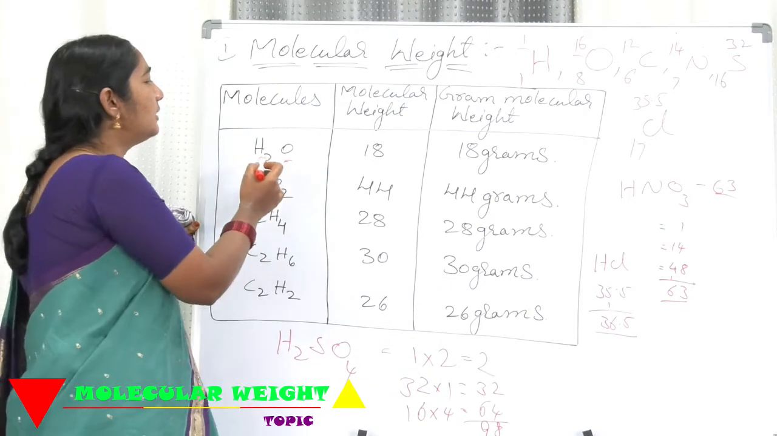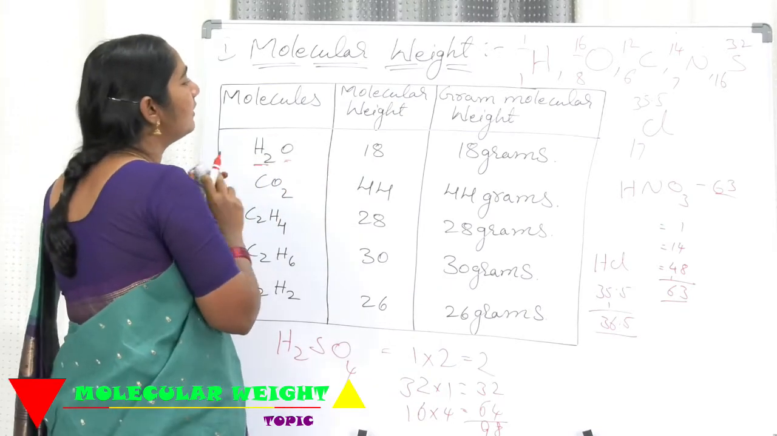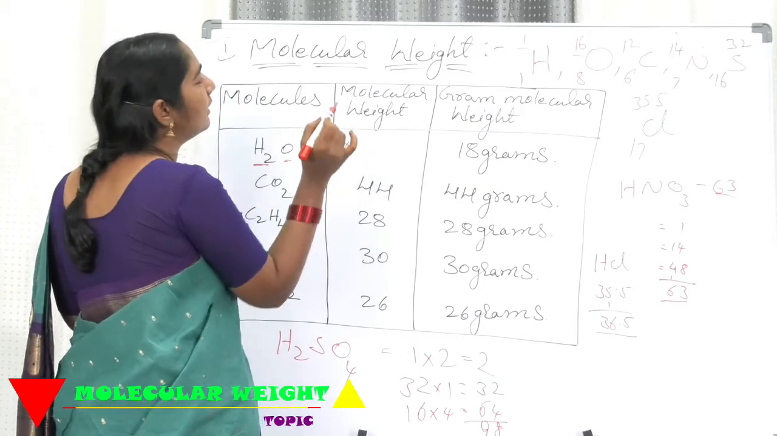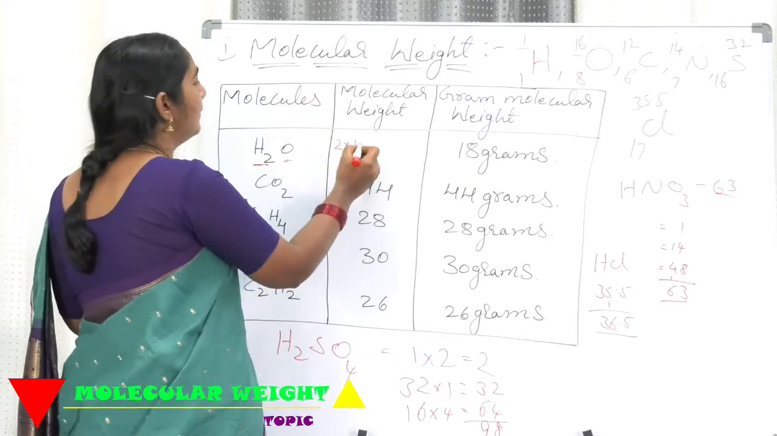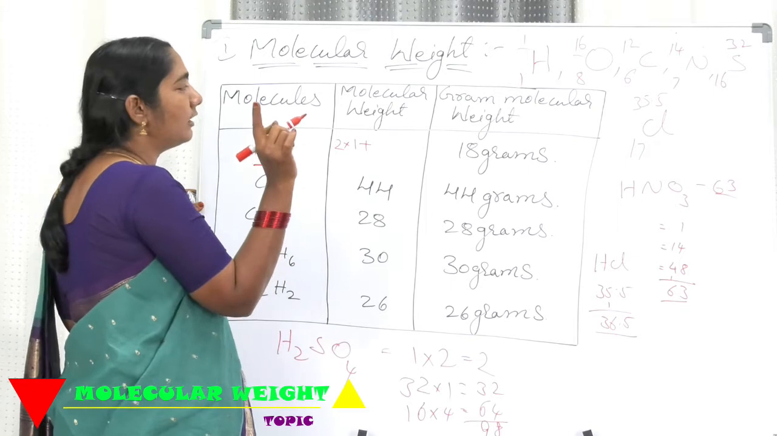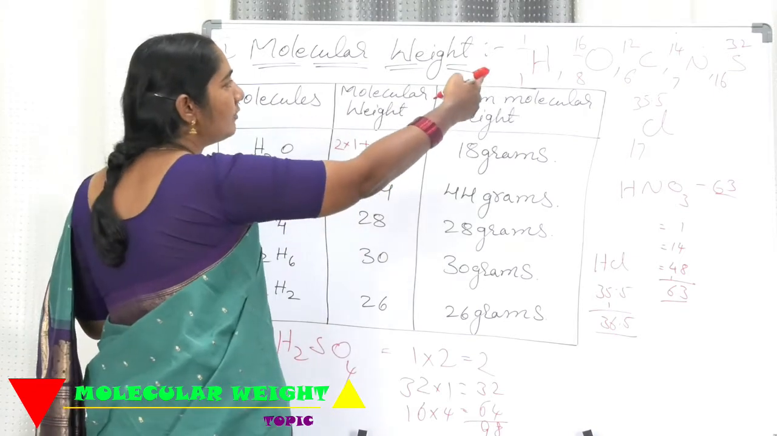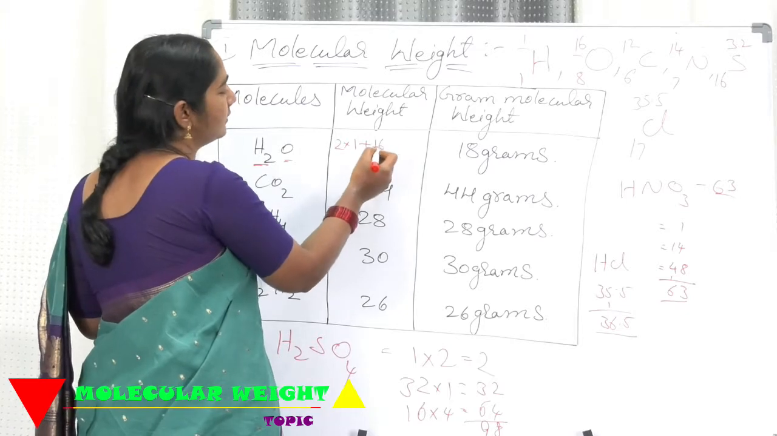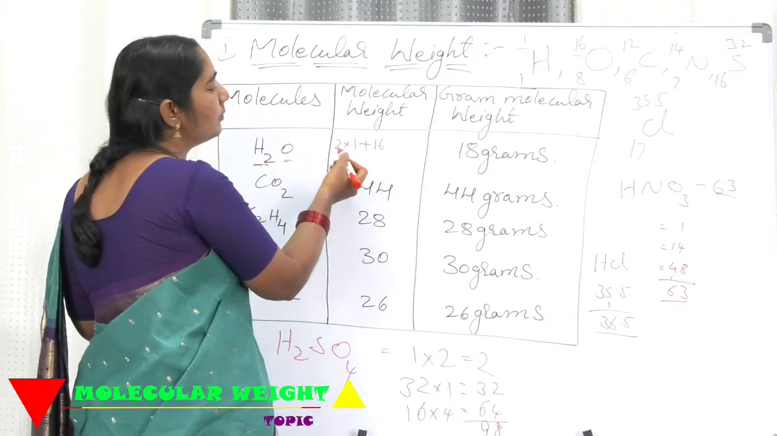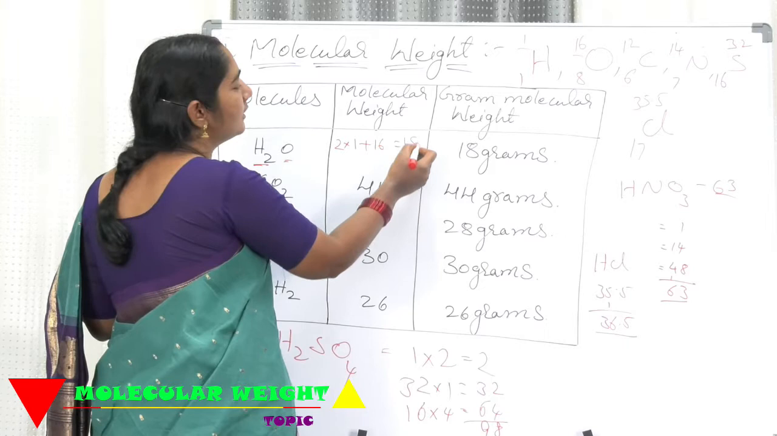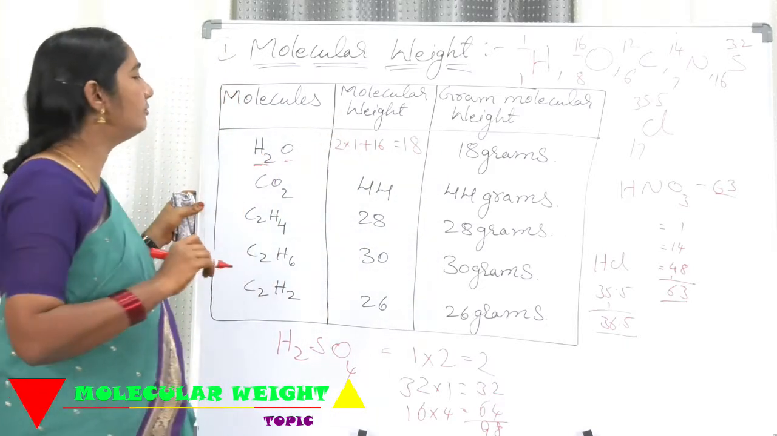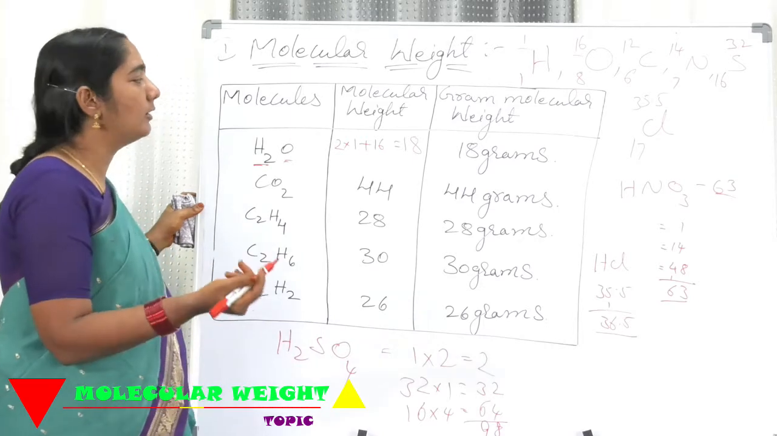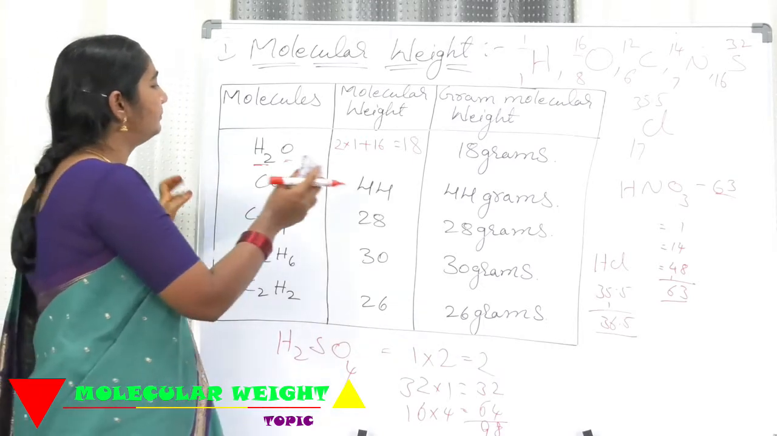In this case, hydrogen has 2 atoms, each with atomic weight 1, plus oxygen, which is only 1 atom. The atomic weight of oxygen is 16, so 16 into 1 is 16. Two ones are 2, and 2 plus 16 is equal to 18. So 18 is the molecular weight of water. 18 grams is called the gram molecular weight. I think now you understood.